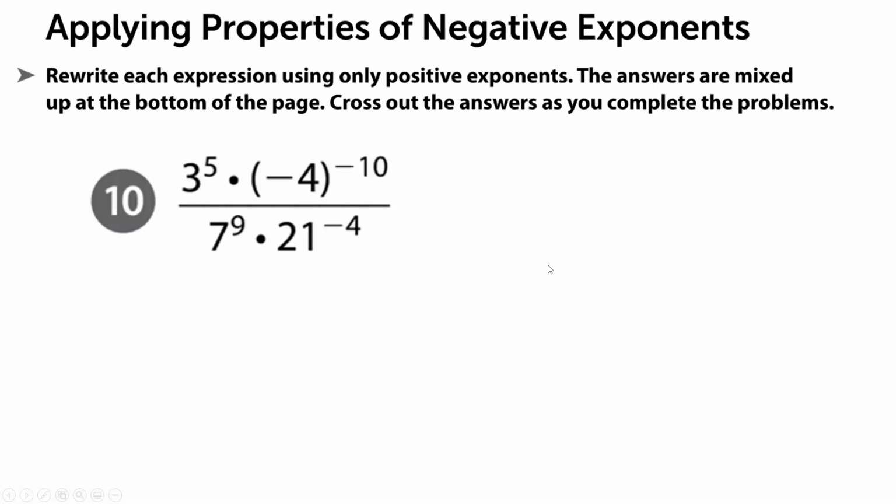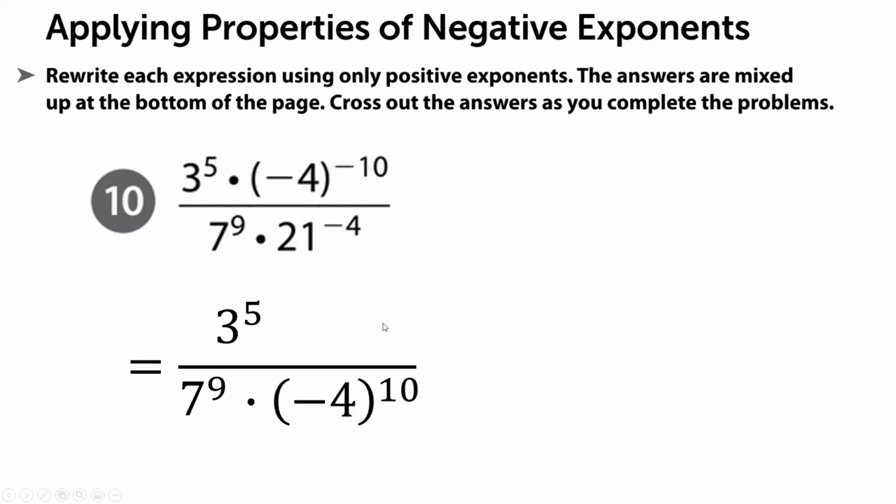Now let's look at a couple of the harder examples from the actual worksheet. Let's begin by looking at number 10. What I like to do is recognize what pieces aren't going to change, in other words, which ones already are positive. That would be my 3 to the 5th power at the top. It's going to stay at the top. And my 7 to the 9th power at the bottom is going to stay at the bottom. I'm now going to notice I have negative 4 to the negative 10th power. I need to change that negative 10 into a positive 10. Since it's in the numerator at the top of my fraction, I need to throw it to the denominator or the bottom of my fraction. And when I throw it to the bottom, it's no longer going to be negative 10. It's now going to be positive 10.